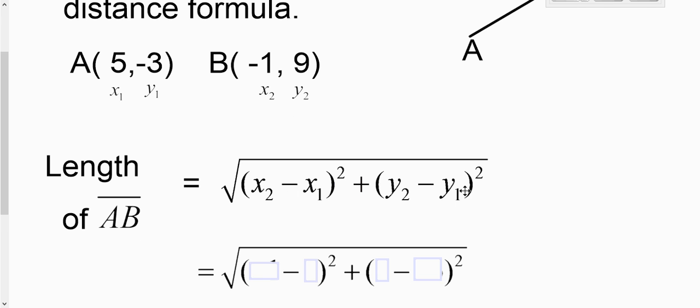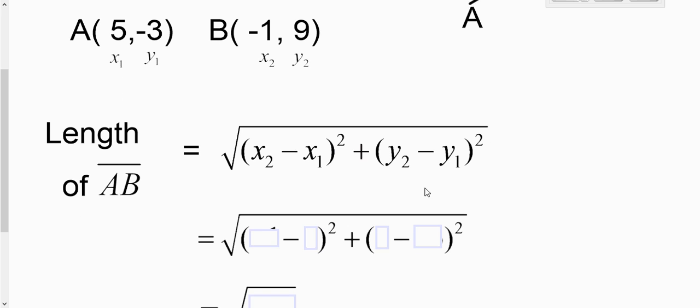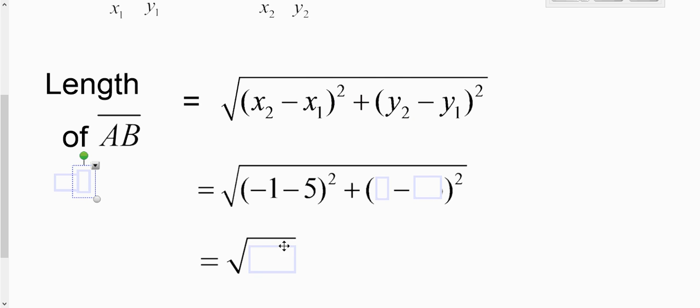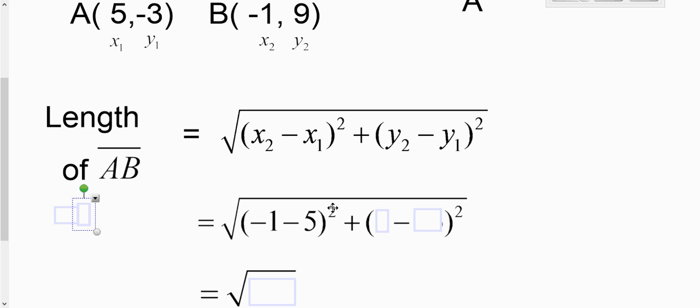All we do is substitute them into the formula. So I like writing all this out and then putting it in here. Instead of x2, what am I going to put for the number? Oh, that's -1. And then there's a minus sign here. And then what comes after the minus? X1. So that's 5. And then, of course, we got it in parentheses with the power there.